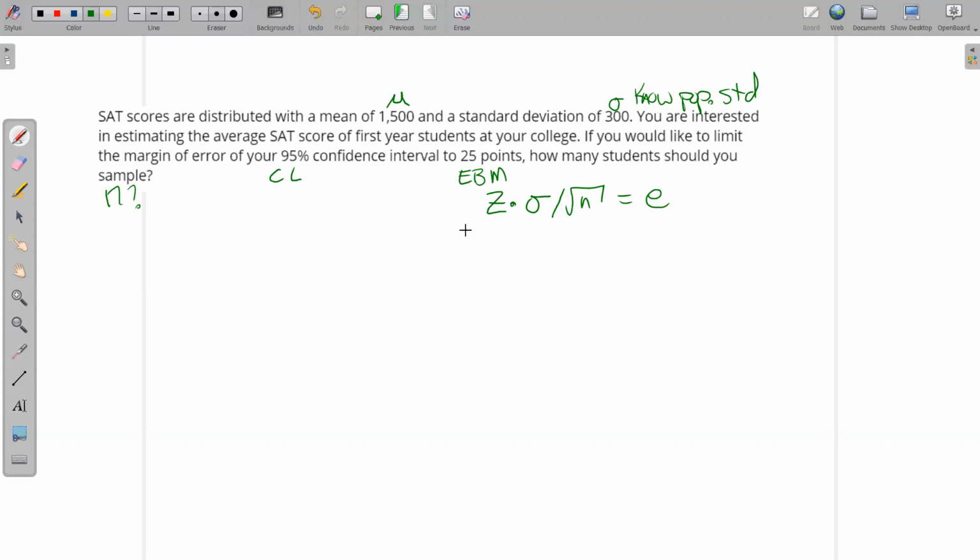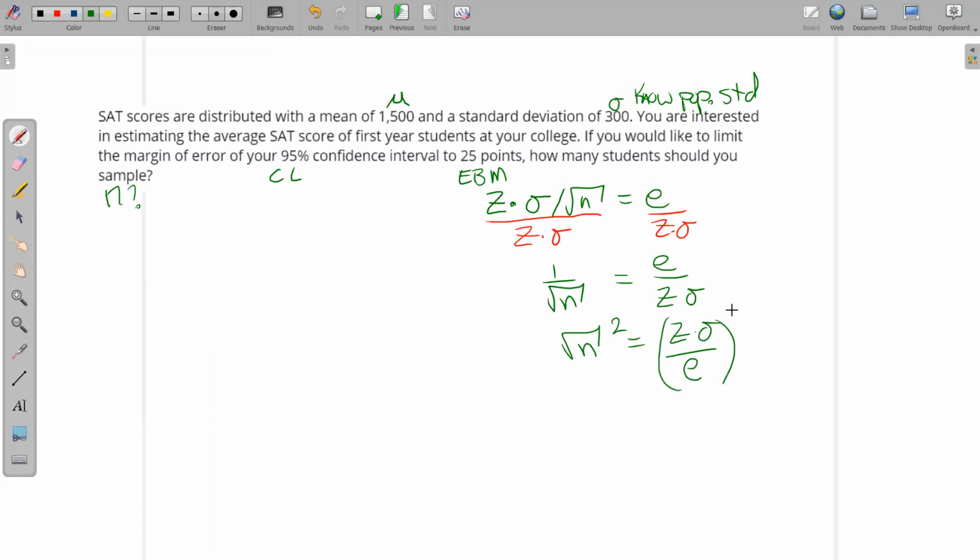If I want to solve this for n here, I would have to, let's say, divide z and sigma to the other side, because I want to get n alone. So just a little algebra here. That gives me a 1 on the other side, n in the denominator. So 1 over the square root of n equals E over z sigma. And then to get n in the top, I can just flip both sides. So then the square root of n is z times sigma over the margin of error, and then take the square of both sides to get rid of the square root.